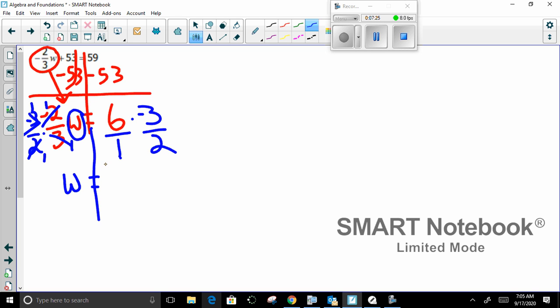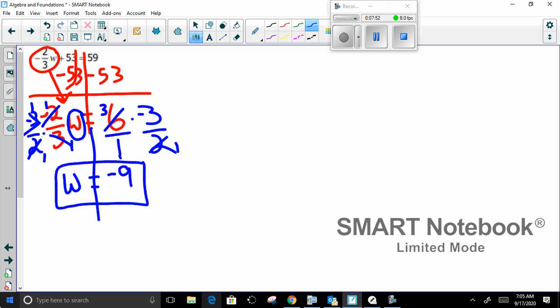The 1 and the negative 3, is there anything that goes into each one of those to reduce it? There isn't. The 6 and the 2, what number divides into both of them that will reduce it? Well, 2 goes into 2 once, and 2 goes into 6 3 times. That helps me reduce. Now multiply my numerators. The denominator is just 1. I don't need to put that. So my solution is w equals negative 9.